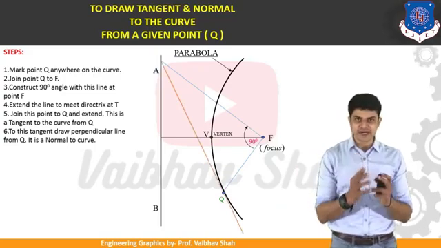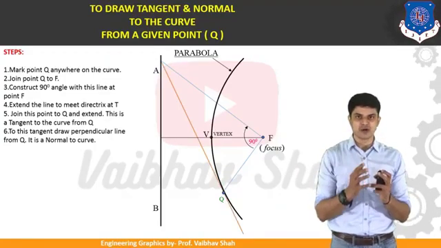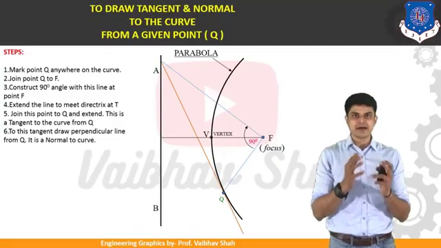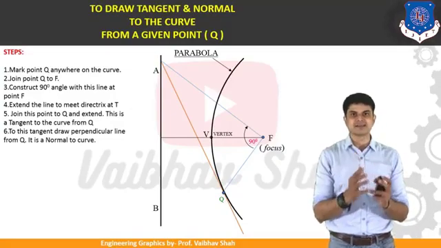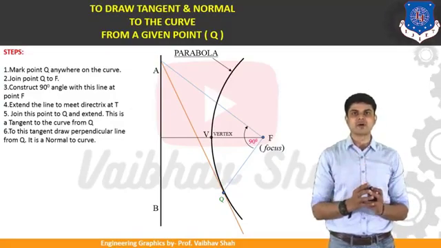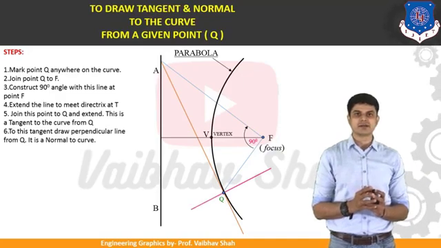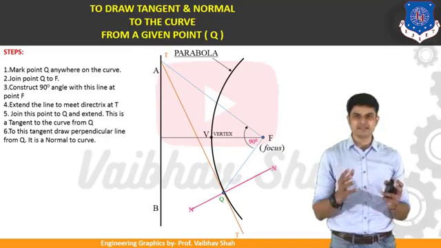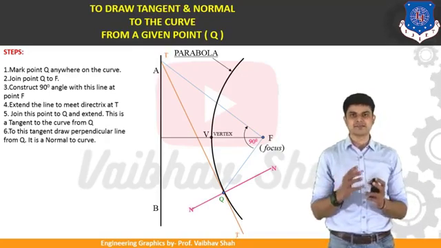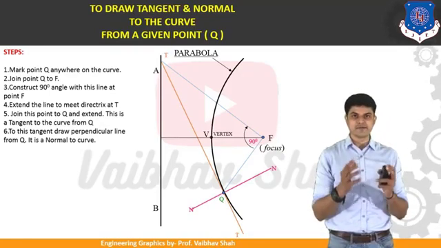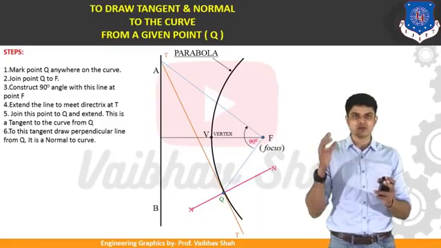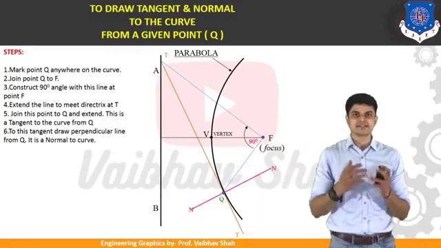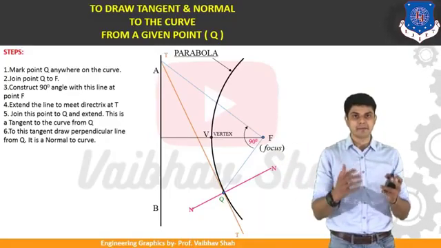After getting your tangent ready, what you should do, you should draw one perpendicular line passing from the point Q to this tangent line in order to get your normal ready. So this is nothing but your tangent normal in the case of parabola. Very easy. So this is the same method as we have used in ellipse also. So whenever you are having directrix focus method, you can use this method whether it is ellipse, hyperbola or parabola.